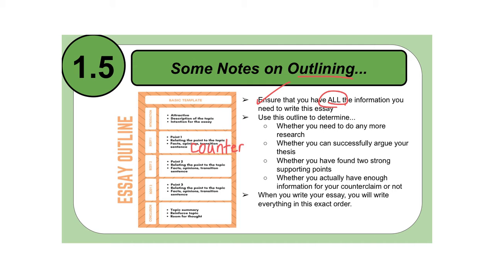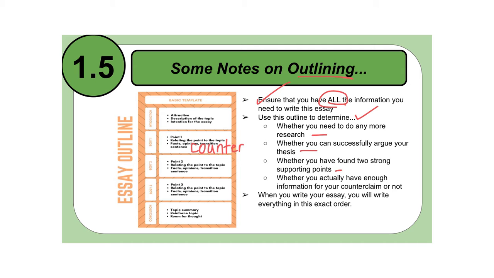So we're going to use this outline to determine a couple of things. First, whether you need to do any more research. That's the reason why you do the outline, because when you start putting things in there, it's going to show you there are gaps and you need to find other resources to fill them in. You can also find out whether you can successfully argue this thesis, because if you find out that even with 13 sources you don't have enough information to argue your thesis, then it's going to require you to either change the question or change the sources that you have.